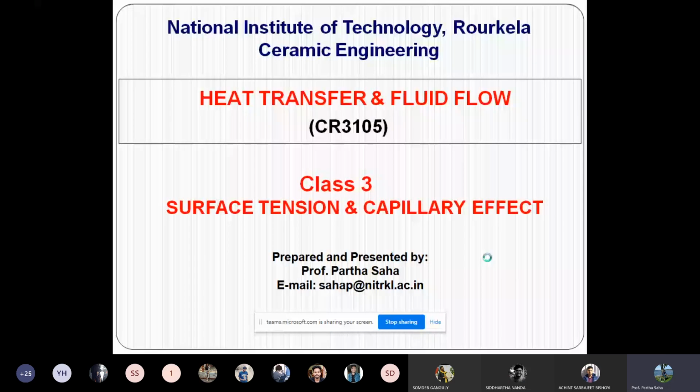So today we are starting our class 3 where we are going to talk about mainly the surface tension behavior between fluids and capillary effects. So moving towards next slides, what is surface tension?